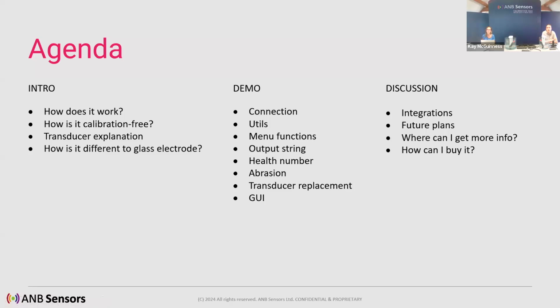This is the agenda for the webinar. We're going to do a brief intro to tell you how the sensor works, how it can possibly be calibration free, explain a bit of the transducer and the differences between our pH sensor and the traditional glass electrode, which most people are used to. Then we're going to go on to the demonstration. You can probably see the tanks in front of us. We're going to demo from the connection of the sensor all the way through to the sensor output, and then also the utility program and the GUI. Finally, we've got a discussion on how to integrate the sensor, the future plans, and how you can get more information and buy the sensor.